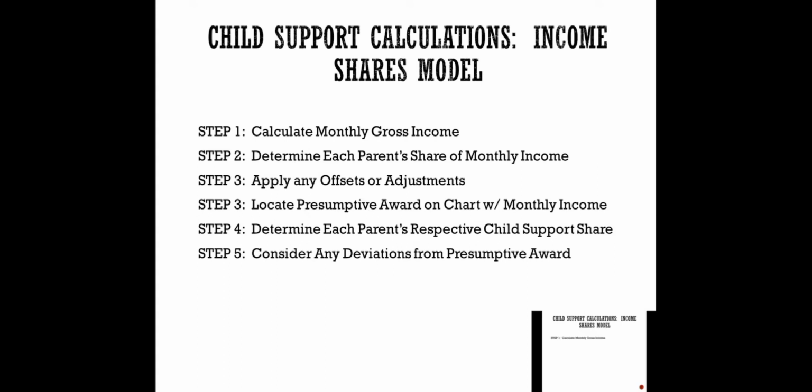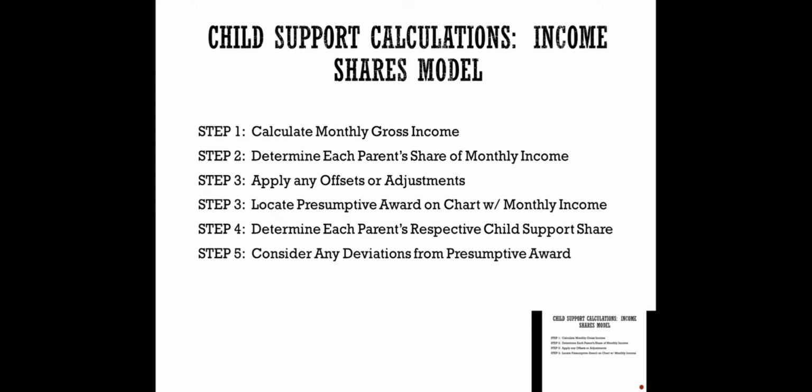First, we're going to calculate the monthly gross income of the two parents. Then we're going to figure out what percentage each of those parents contributes. If one parent makes 70% and the other parent makes 30% of the total, we're going to look for any offsets or adjustments to those monthly totals.